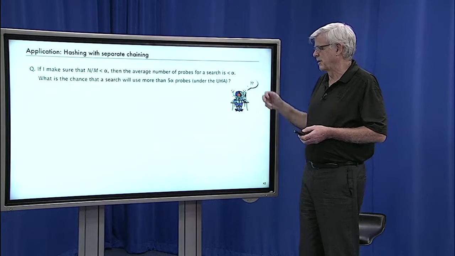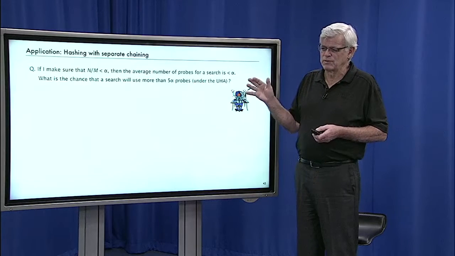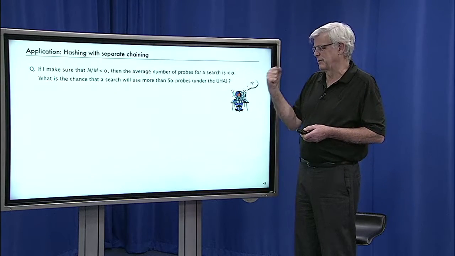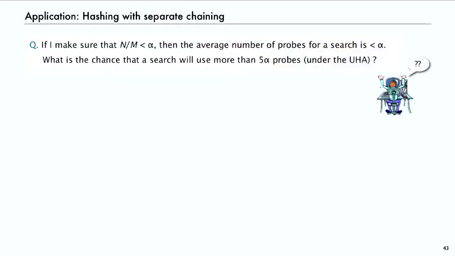So here's what a programmer might say. If I make sure that m is big enough so that n over m is less than some constant alpha, and it turns out to be not difficult to do that, then the average number of probes for a search is going to be less than alpha. I know that. But what's the chance that some search will use way too many probes under the uniform hashing assumption, say 5 alpha probes? Well, that's actually not too difficult to calculate.